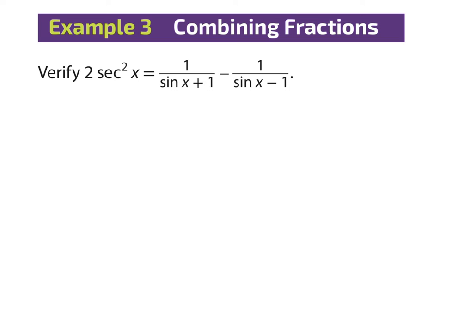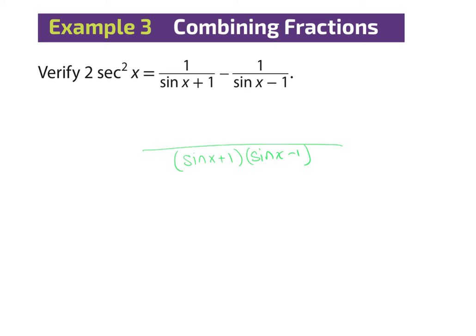So this is when we're going to have to get a common denominator. My common denominator is just multiplying the two of those. So I'm going to leave that left side completely alone, and I'm going to manipulate the right side. My common denominator is going to be the two of those multiplied, sine x plus 1, sine x minus 1. That is my common denominator.